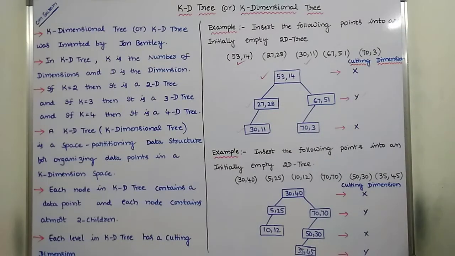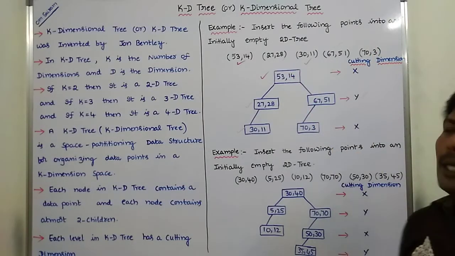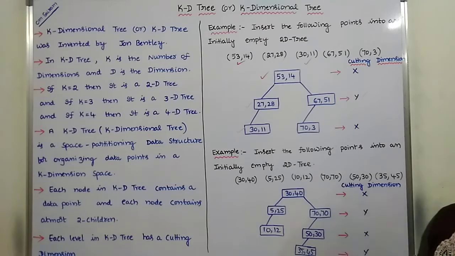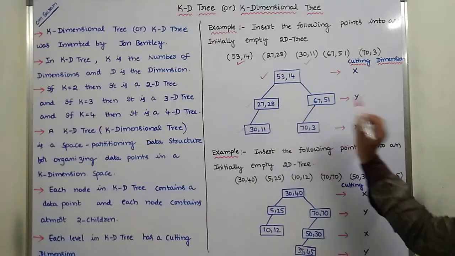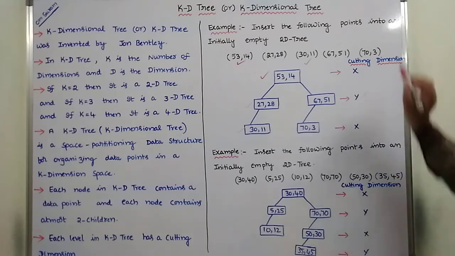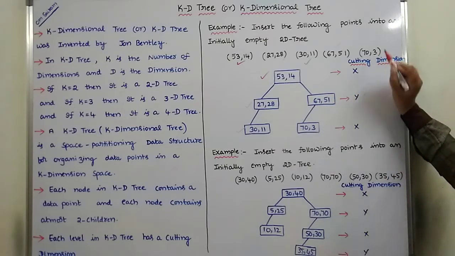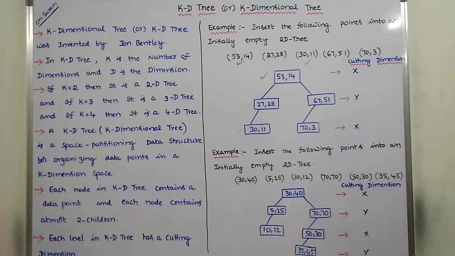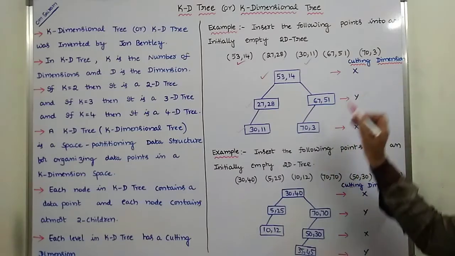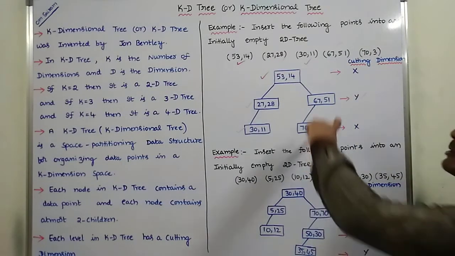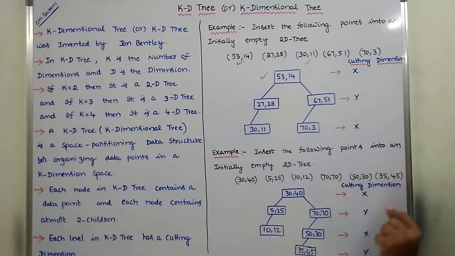Next value is 70 comma 3. First 70 comma 3 is compared with the root node. Here we are considering only the x dimension. 70 is compared with 53. 70 is greater, so go to the right subtree. In the right subtree, one node contains 67 comma 51. Now this data point is compared with that node. Here we are considering the y dimension, meaning the y coordinate. The y coordinate is 3 here and 51 there. 3 is less than 51, and there is no node there. So we create a new node and insert the data point 70 comma 3 as the left child of 67 comma 51. Now all the data points are completed. This tree is called a 2D tree, a two-dimensional tree.